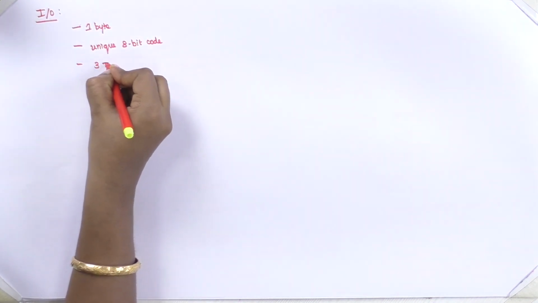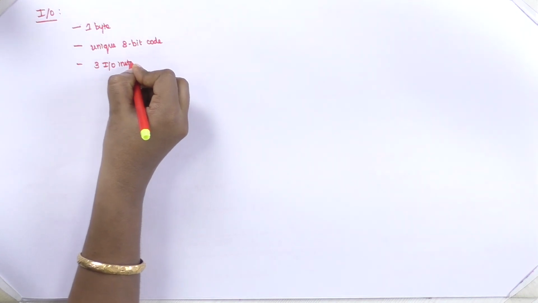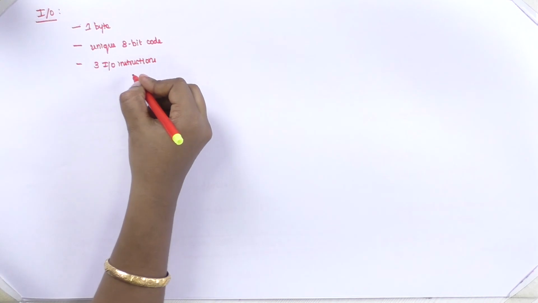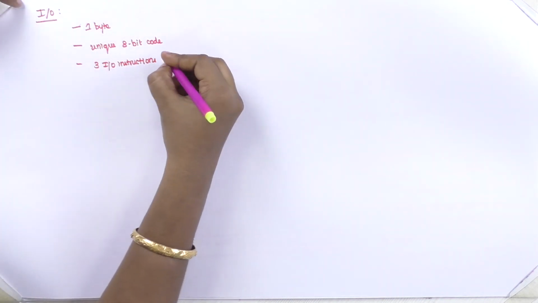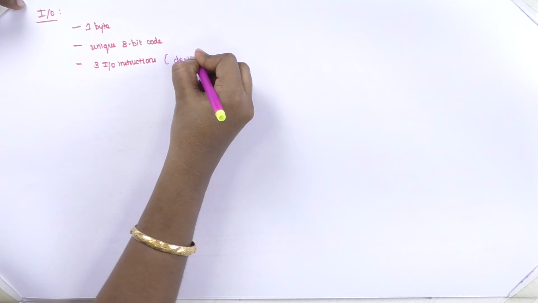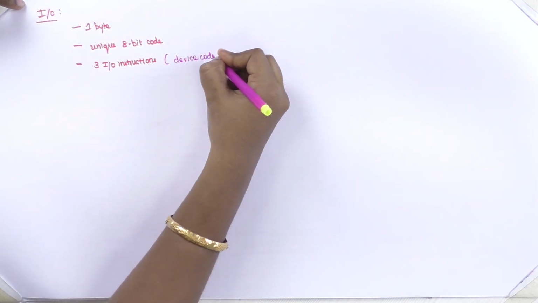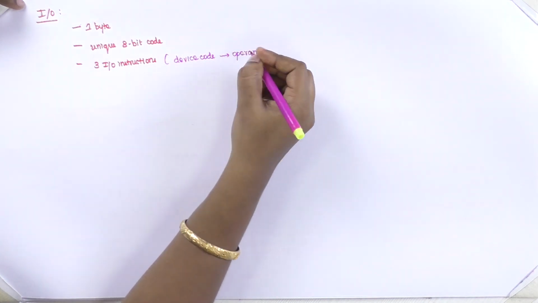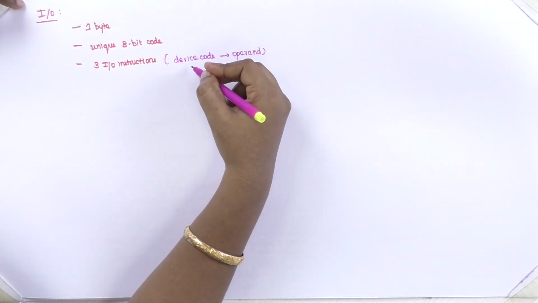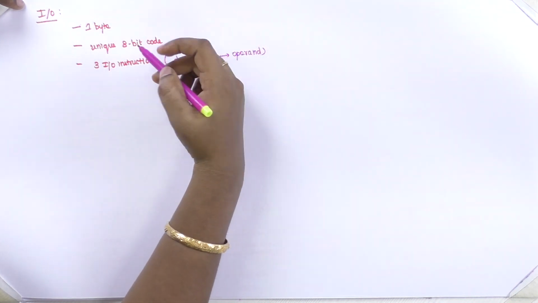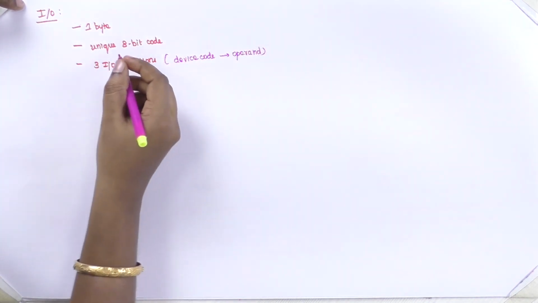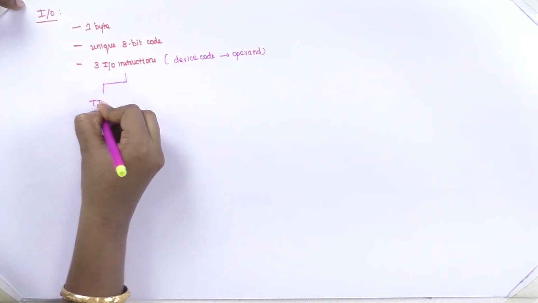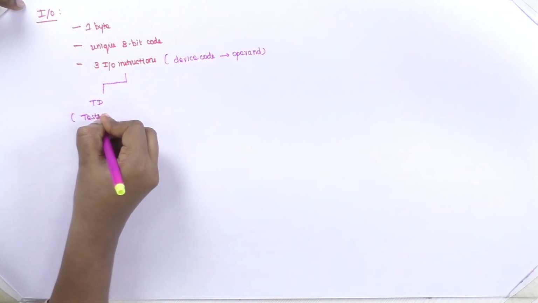There are 3 IO instructions for performing the input and output. These IO instructions are specified by device code. This device code will act as an operand for these instructions. Each and every device associated with IO will have a unique 8-bit code. So the first IO instruction is TD instruction. TD is test device instruction.